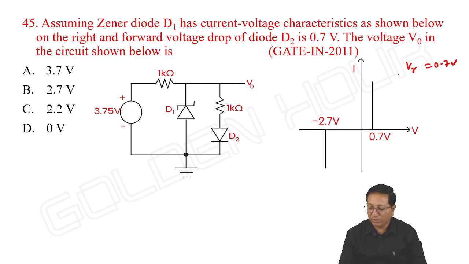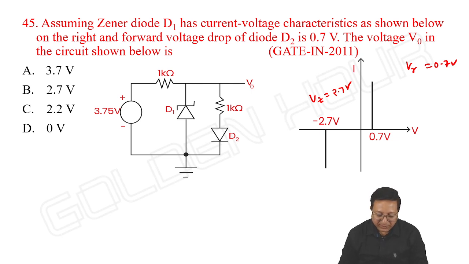It means if D1 is forward biased, voltage across it is 0.7, and if D1 is under breakdown, then its voltage from cathode to anode is 2.7. Anode to cathode, minus 2.7 volts. From cathode to anode, it is plus 2.7 volts. That's the meaning of it.